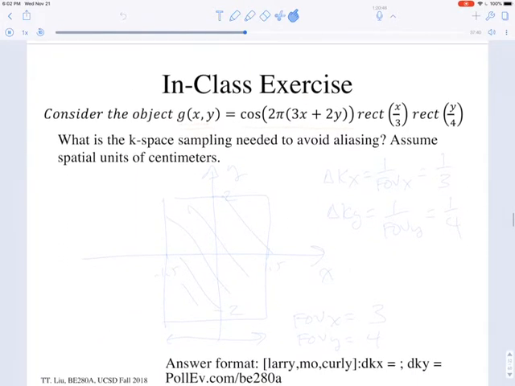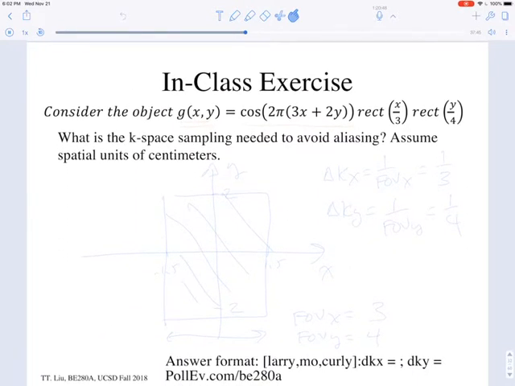Okay, so let's do a really simple in-class exercise. This is your object here, g of x,y equals cosine 2 pi (3x plus 2y), rect of x over 3, rect of y over 4. The question is, what is the k-space sampling needed to avoid aliasing? Assume that the spatial units are in centimeters. I'm going to open up the poll, and then we'll take a look at that.